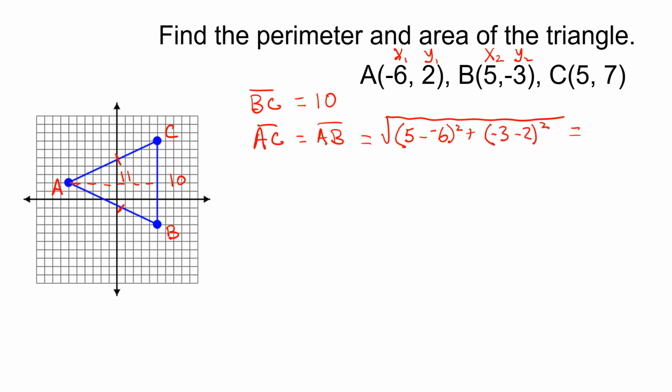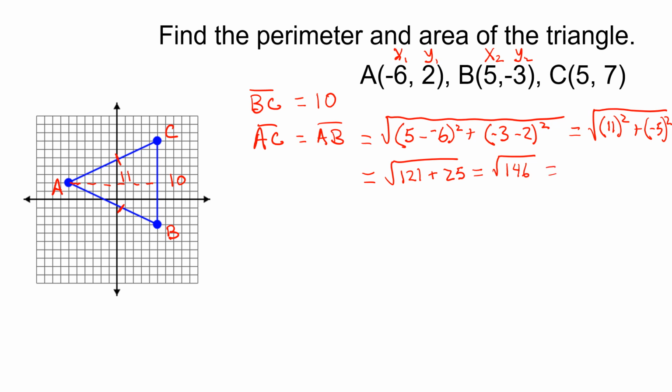And now I just follow order of operations, simplify inside the parentheses. 5 minus a negative 6 is 11 squared, plus negative 3 minus 2 is negative 5 squared. Continuing with order of operations, 11 squared is 121, and negative 5 squared is 25. Do not confuse that to be a negative 25, because a negative 5 times a negative 5 is a positive 25. So that gives me a square root of 146.